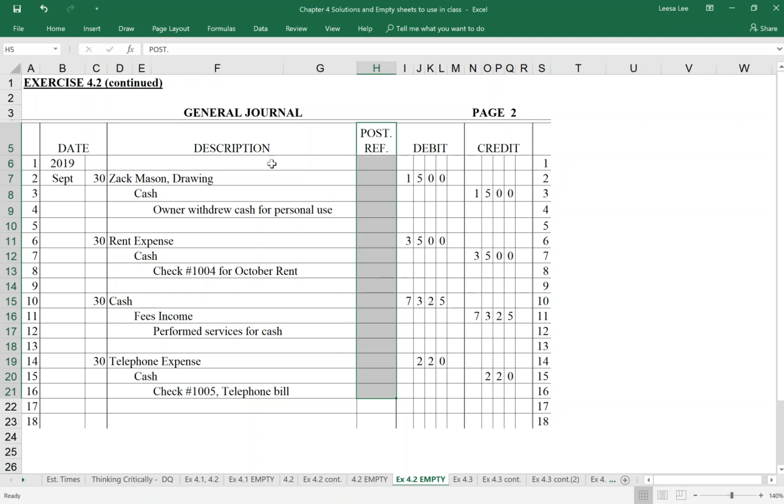We then come back after we post, say, this line, we come back and we put an account number in here, which is sort of like a check mark saying, okay, I posted that one, and it helps you see where you are in the list. All right, I'm going to follow up with a separate video on posting these to the ledger, so check back.